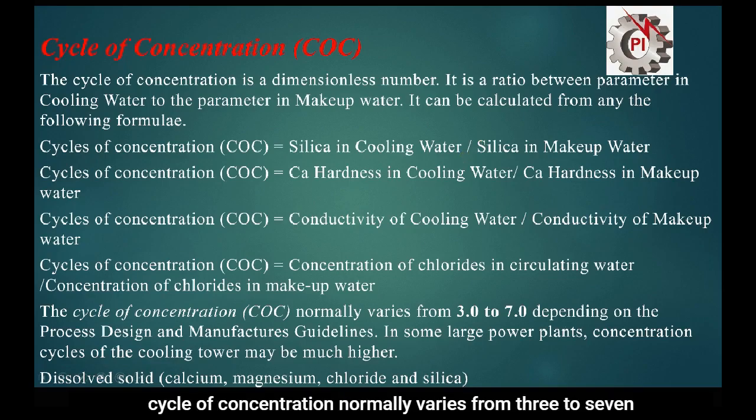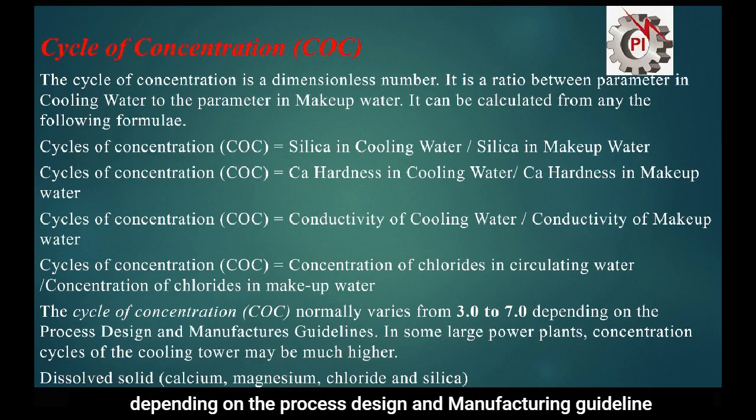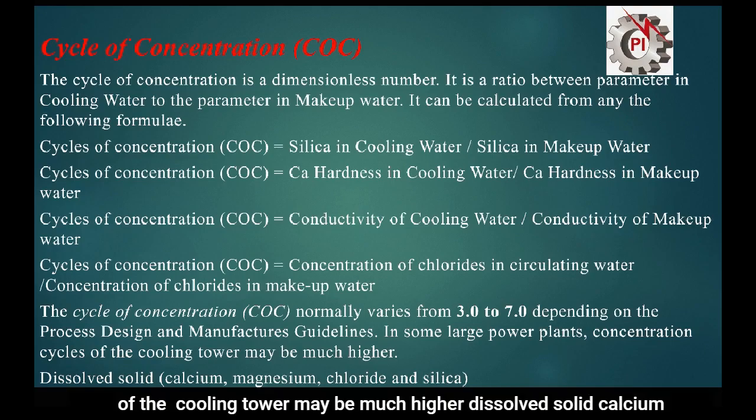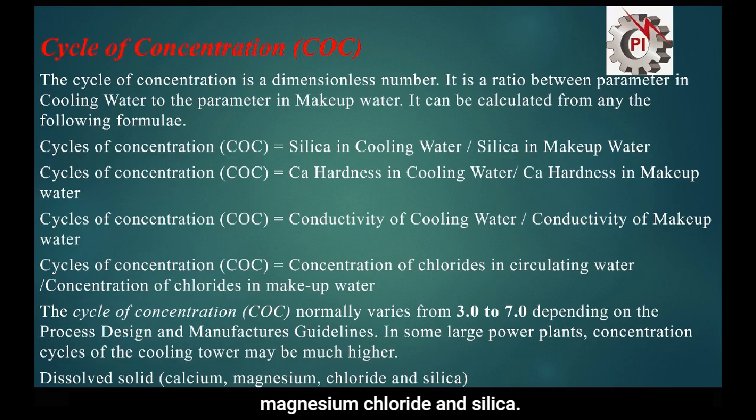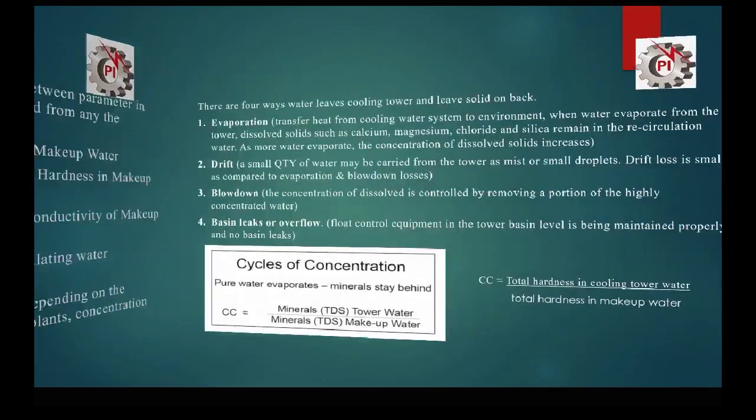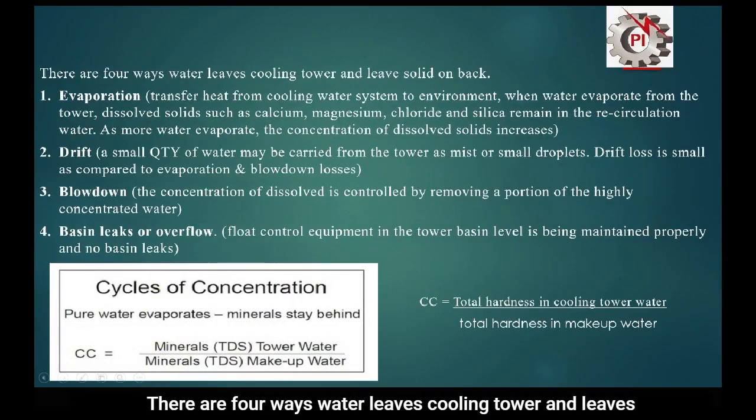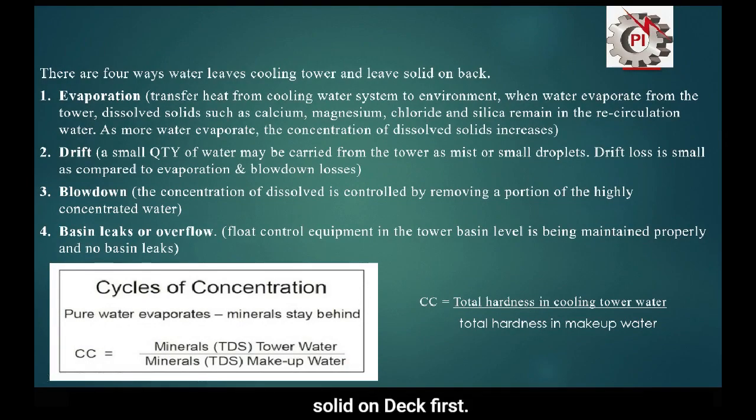The cycle of concentration normally varies from 3 to 7 depending on the process design and manufacturing guideline. In some large power plants, the concentration cycle of the cooling tower may be much higher. Dissolved solids: calcium, magnesium, chloride and silica. There are 4 ways water leaves the cooling tower and leaves solids behind.